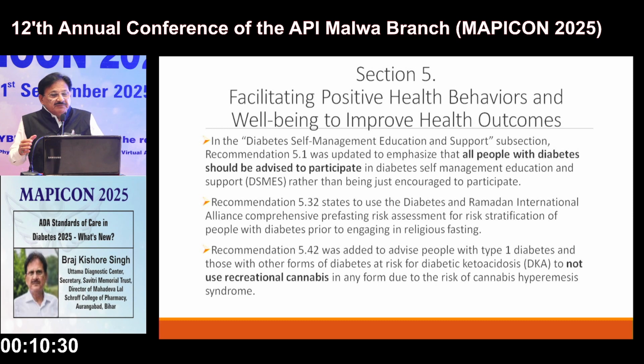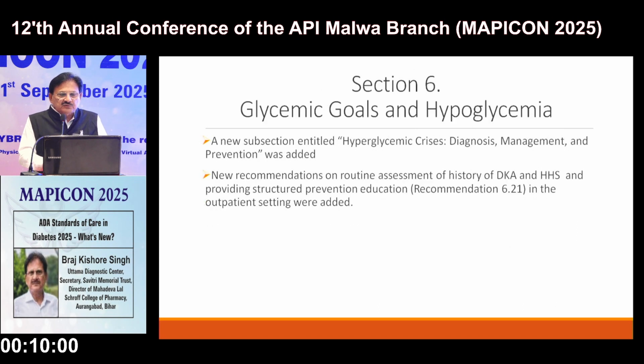And we have to consider diabetes with fasting, like the Ramadan International Alliance. Comprehensive pre-fasting reassessment is a must to stratify the people with diabetes prior to engaging in the fasting stage. And use of recreational cannabis should be avoided in all patients who are at risk of diabetic ketoacidosis because there is a higher chance of cannabis hyperemesis syndrome. So the use of recreational cannabis should be avoided, should be banned.